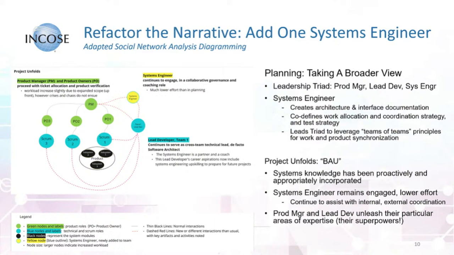They field the software, and of course there are challenges along the way, but the key here is what we call the triad. So that product manager, the lead developer, and the systems engineer, they're working together, minimizing risk and making sure the most critical things meet the timelines. And so back to you, Janine.